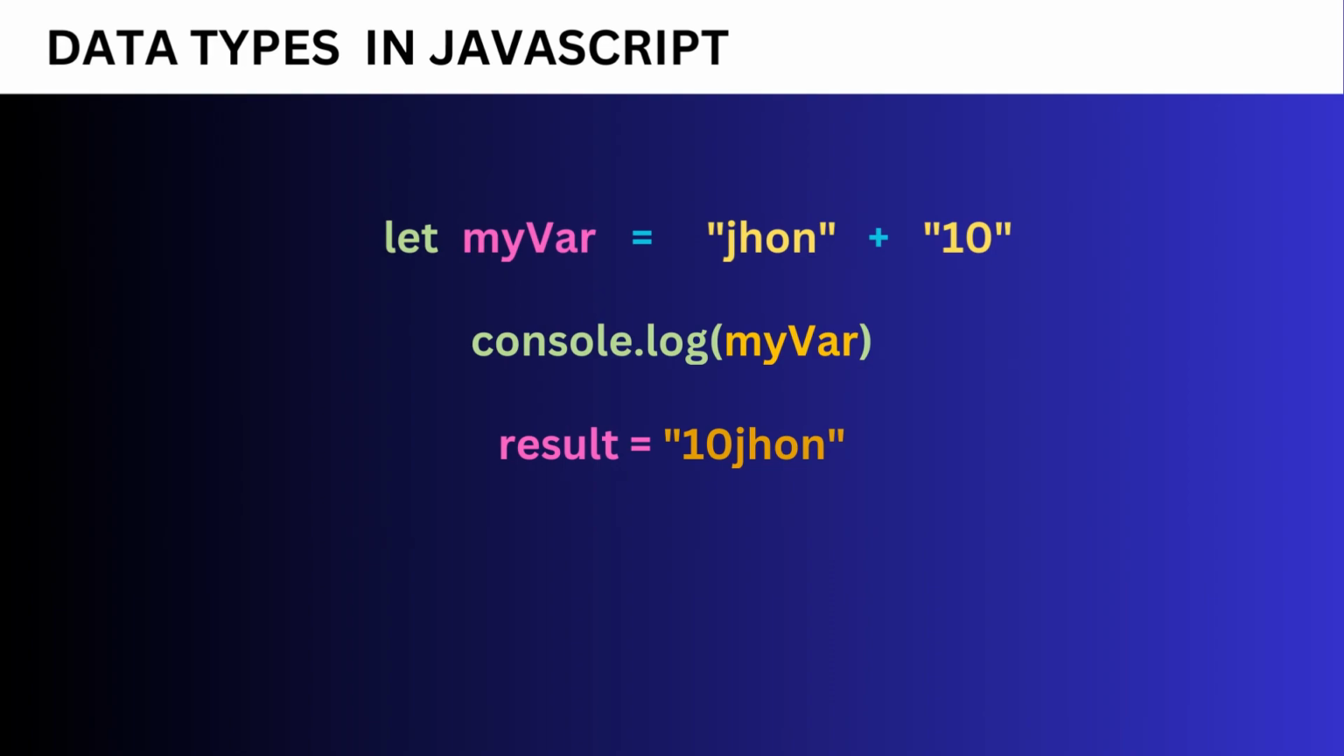In the given example, if we attempt to add the string John to the number 10 without explicitly defining data types, it may lead to unexpected results. In JavaScript, the expression 10, which is a string, plus John, which is also a string, would be treated as a concatenation operation instead of a numerical addition. As a result, it would produce a string value of 10 John instead of an error or mathematical computation.